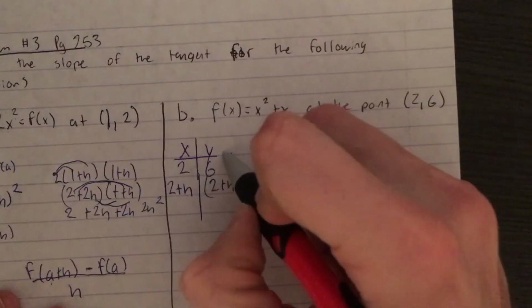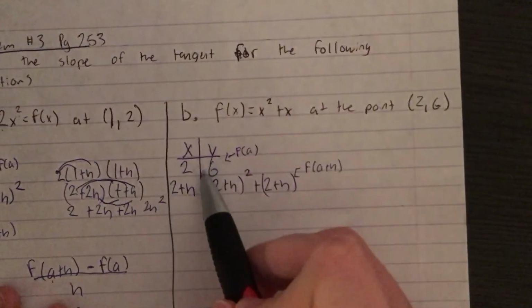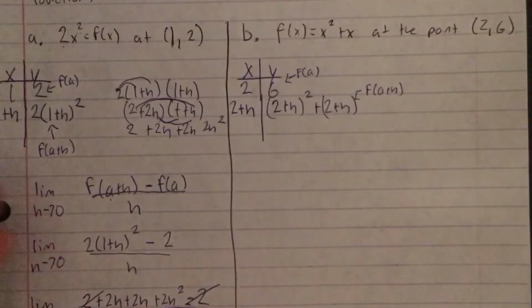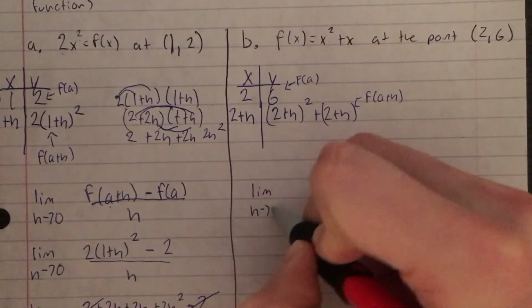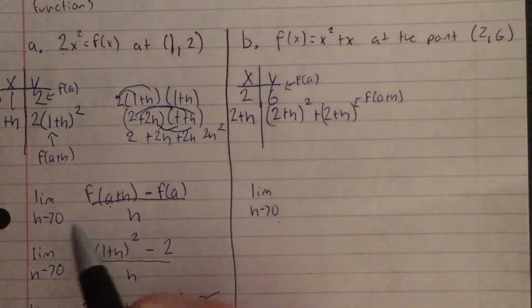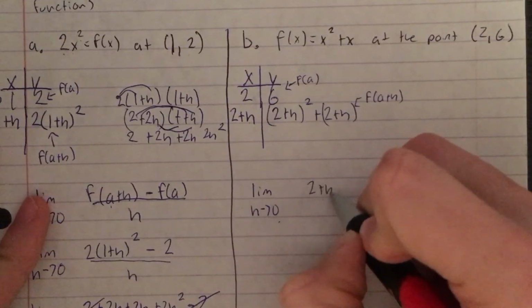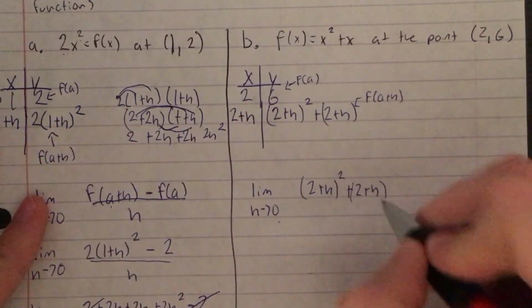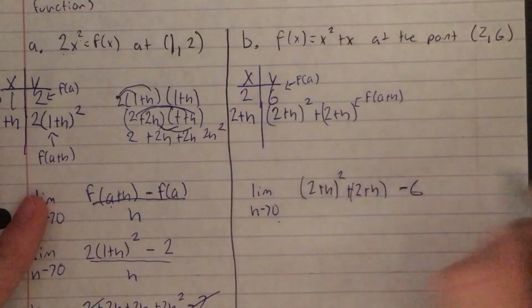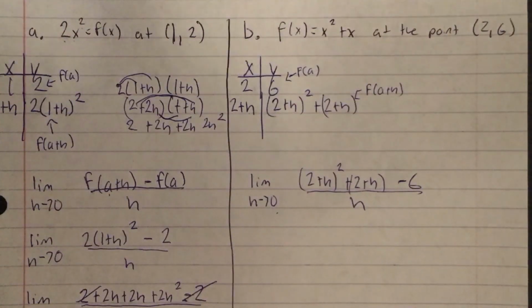And so again, this is your f of a. This is your f of a plus h. That's your a, that's your h. So let's evaluate this. We're going to do the limit as h approaches 0. So f of a plus h, it's a little uglier this time. It's this whole little expression right here, 2 plus h squared plus 2 plus h. And we're subtracting 6 here, minus 6, dividing by h. And we've got to do a little bit of algebra to simplify this.